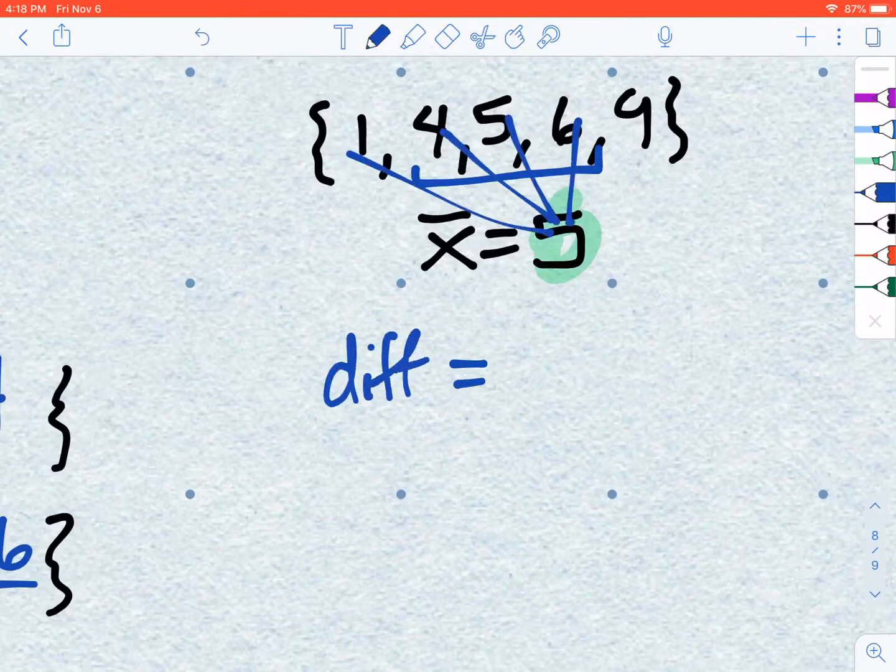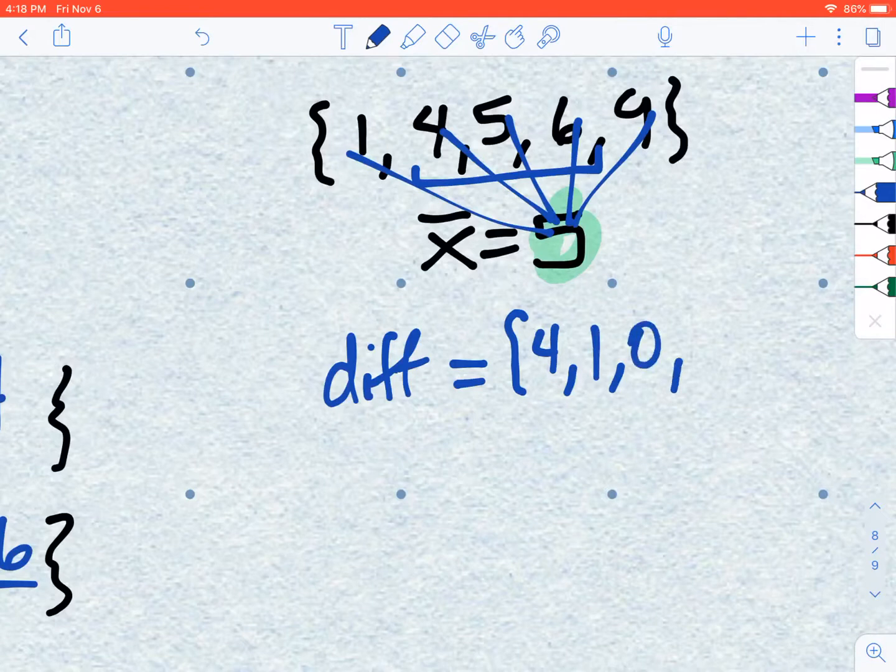So 5 minus 1 is 4. 1, 0, 1, and 9 minus 5 is 4. Again, just take the positives. And yeah, look at that. Wow. Our garden is still producing food.